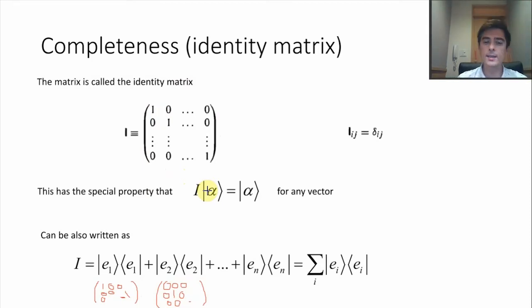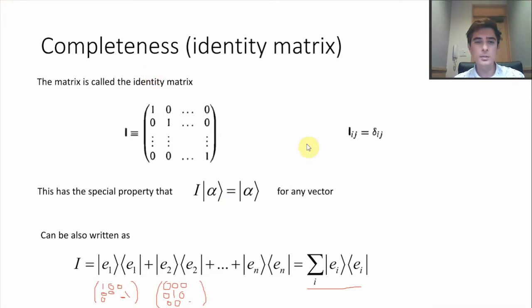This way of writing the identity matrix is probably one of the most used tricks in quantum mechanics. It's the trick that everybody uses, which is why I wanted to introduce it here. It looks really obvious, but it's a very useful trick that you'll use over and over again when you do quantum mechanical calculations.